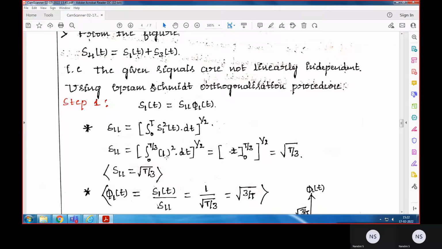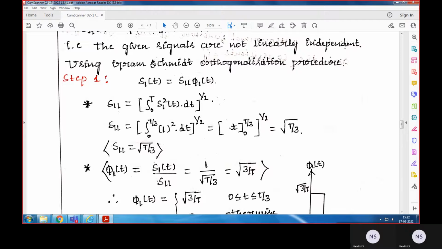The integration of a constant is the variable itself, t, so applying the limits 0 to T by 3, the upper limit T by 3 minus 0 is T by 3. So it is under the root of T by 3. S11 is equal to root of T by 3. So in the first step we have calculated the coefficient S11 by using the equation S11 equal to root of the integration of S1 square of t dt. We have calculated that, it is root of T by 3.